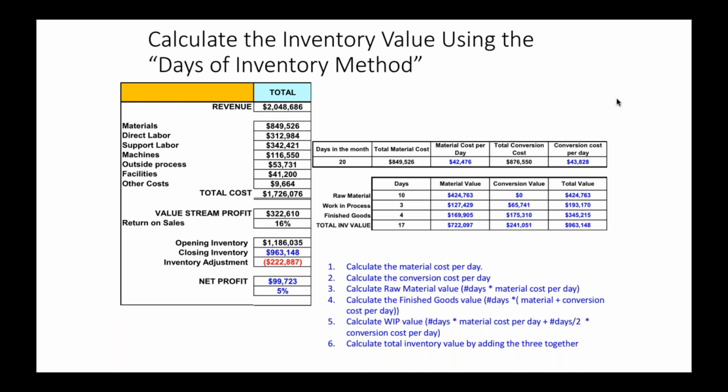If we know how many days of raw material, how many days of work in process, and how many days of finished goods we have, we simply take our cost per day, multiply it by the number of days to get our value. So you can see our raw material value, our WIP value, and our finished goods value.